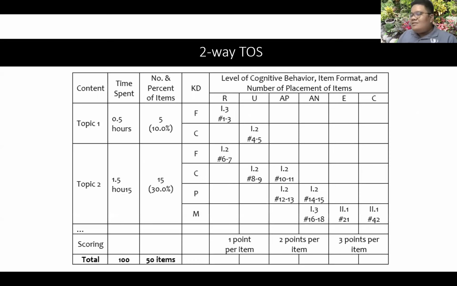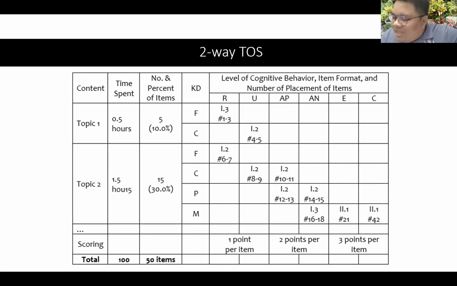Now, pag titingnan natin si two-way TOS, nakikita natin na may targeted behavior na siya. May level of cognitive behavior na siya. Okay? Pagkatapos, mas complex yung format niya compared dun sa one-way. So, class, anong ibig sabihin nito? Nakikita ko dito that, okay?